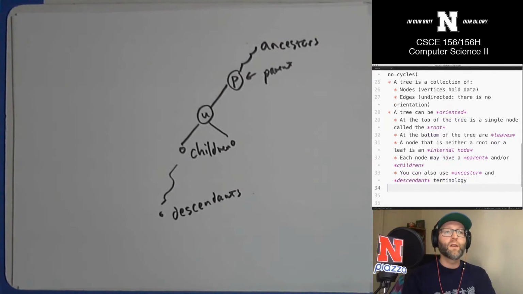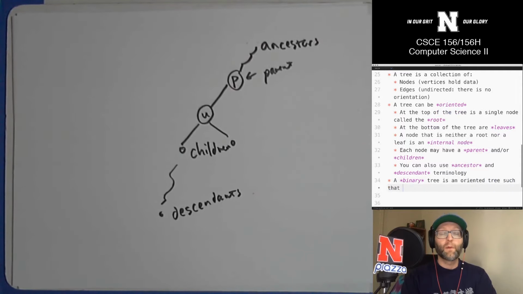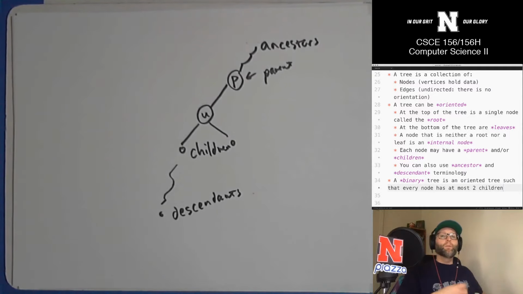Well, that's not enough. We want another restriction here. A binary tree is an oriented tree such that every node has at most 2 children. That's where the binary comes in: 2, at most 2 children. Of course, it could still have a parent. It could have no children, a leaf. It could have 1 child, or 2 children.